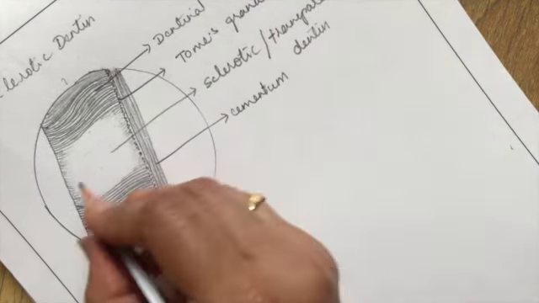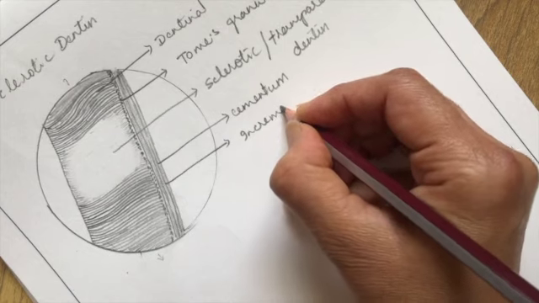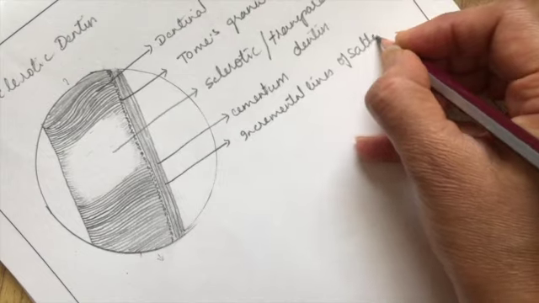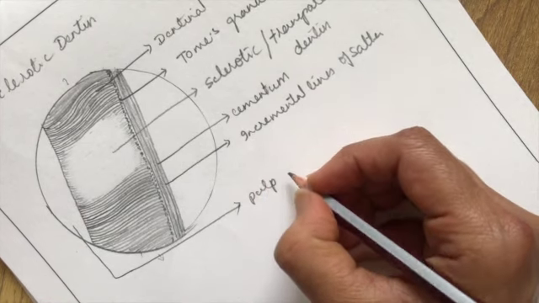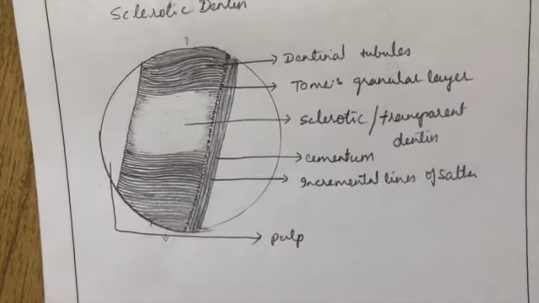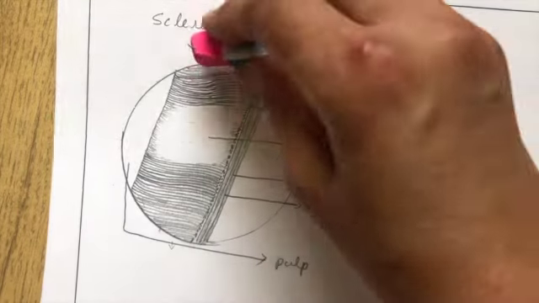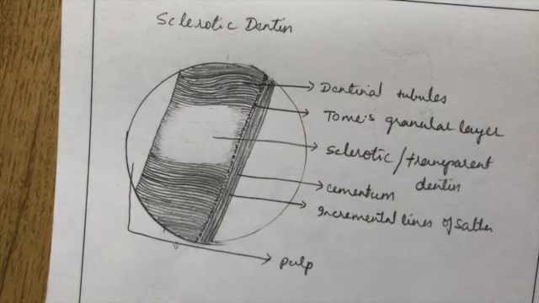Even though this diagram is for sclerotic dentin, there is no harm in labeling the incremental lines of Salter in cementum. This is the pulp portion. Okay. So this is pretty much the diagram for sclerotic dentin. Hope you understood. Any doubts you can ask me, you can give me your comments in the channel, and I'll start with dead tracts now.